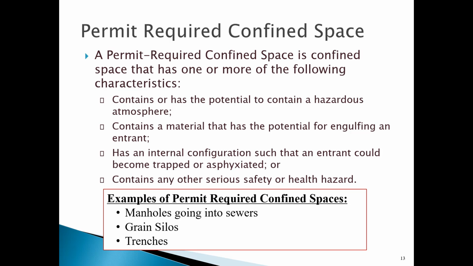Examples of permit required confined spaces: manholes going into sewers, grain silos, trenches. We see this in manholes sometimes, and a manhole will almost always contain all four of these. Even the material for engulfing an entrant. If you've got the sewer line plugged and that plug comes out, you can get engulfed. And there's all kinds of hazardous atmosphere down in a manhole. So a manhole is what you'll typically be entering.